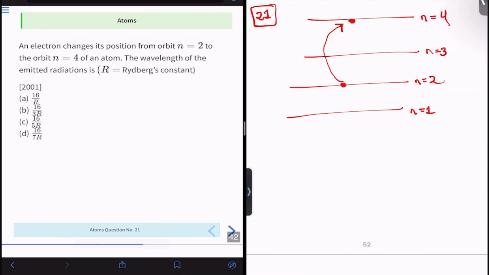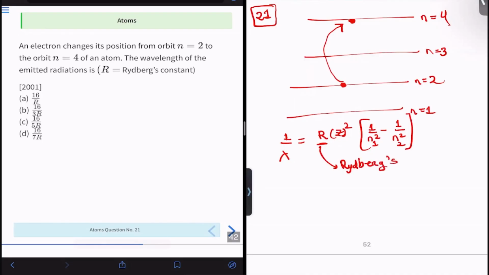This is a very easy question if you remember the formula. All of you know the formula: 1 upon lambda is equal to R Z square into 1 upon n1 square minus 1 upon n2 square, where R is the Rydberg's constant. So this became easy for you now. How will you calculate the value of lambda?